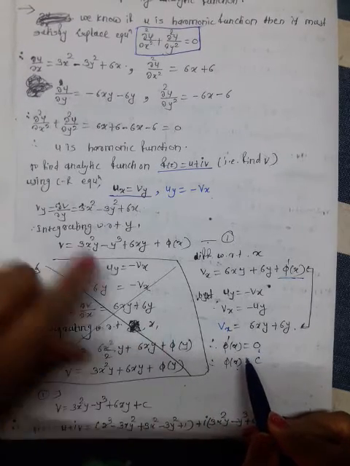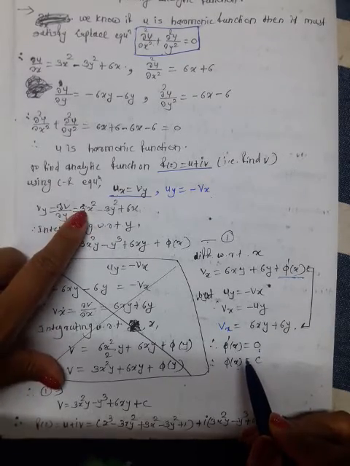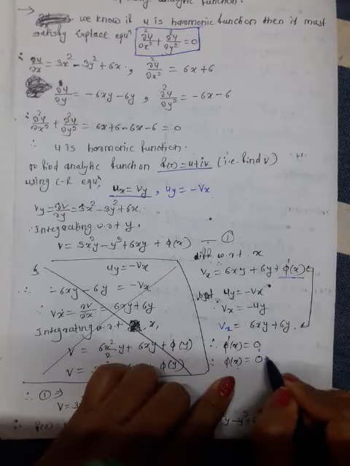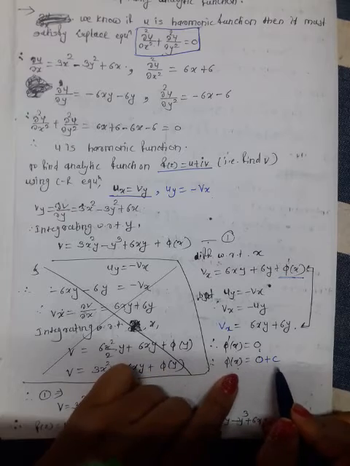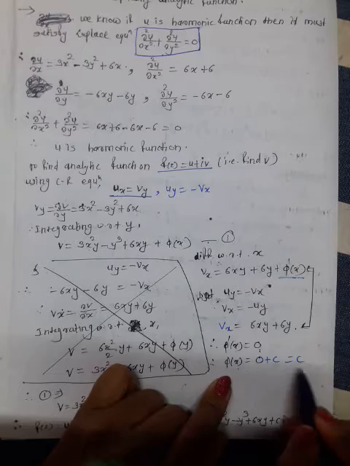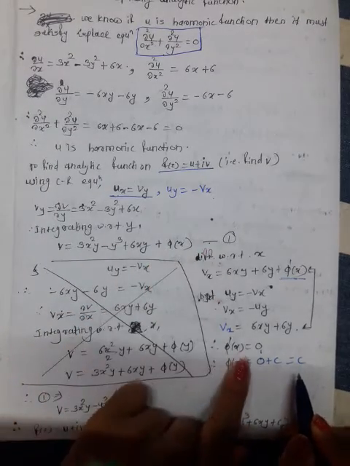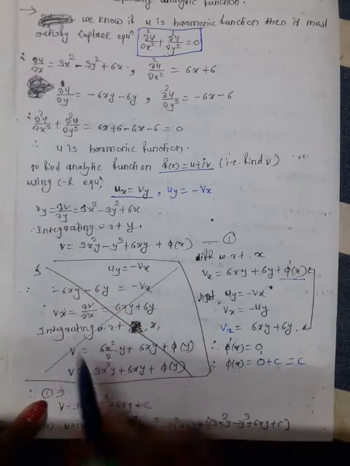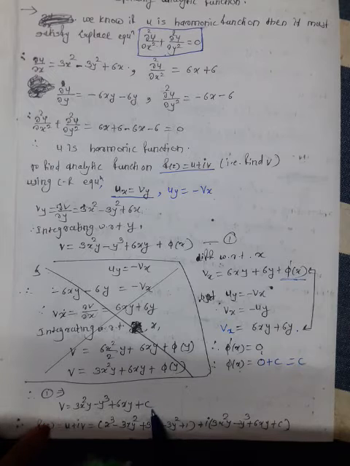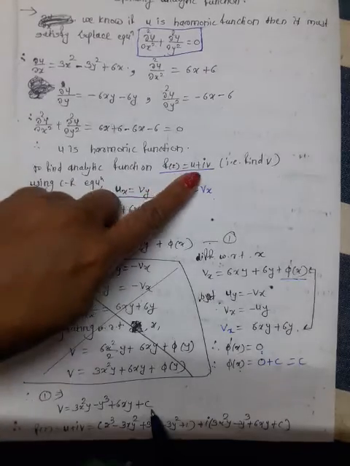While taking the integral, here we are integrating with respect to y, because x is also there. Here only x is there, that's why we have to add 0 plus c, the integration constant c, that is equal to c. Now put this phi of x is equal to c here, this is our answer. That's why from equation 1 we get v is equal to the rest of the terms as it is, and phi of x value is c.